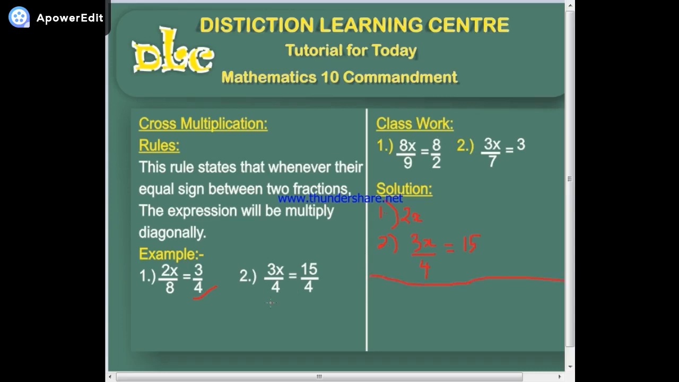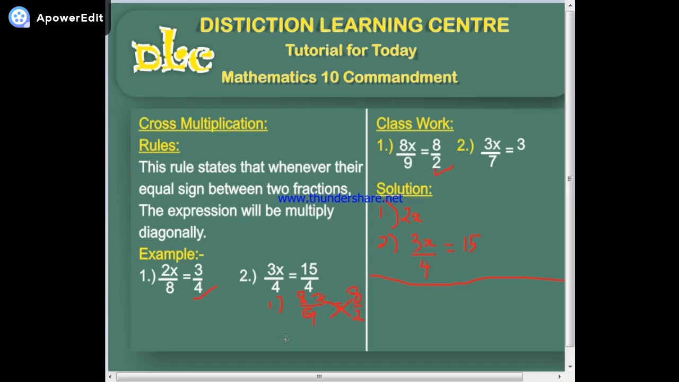Now question 1. Question 1 is 8x over 9 equal to 8 over 2. We are talking about this question now. So what are we going to do? Since there is an equal sign in between two fractions, we are going to cross multiply.